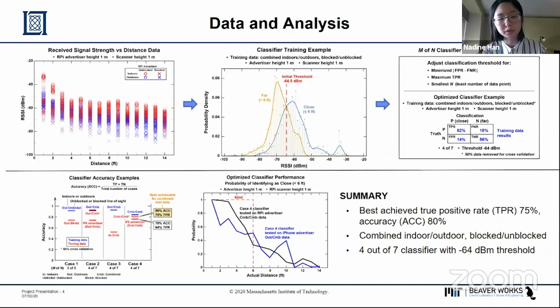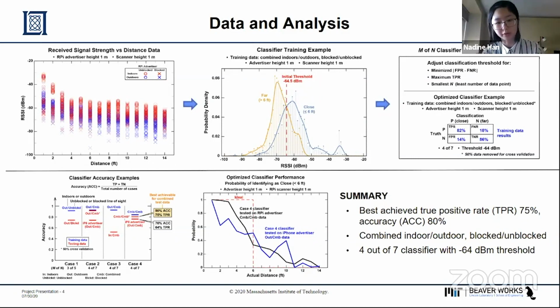So the next step I thought was: how many points do I need to measure at one place in order to say with a high enough level of accuracy that an RSSI value was measured either within 6 feet or outside 6 feet? That's where the M of N processing came in. If you look at the middle graph on the top, I tested 9 different cases or scenarios, and each case consisted of combinations of indoor, outdoor, unblocked, blocked, and different advertiser data. Each case determined the train and the test data sets. For each case, I split the data into far measurements and close measurements, and plotted it on that probability distribution function right there.